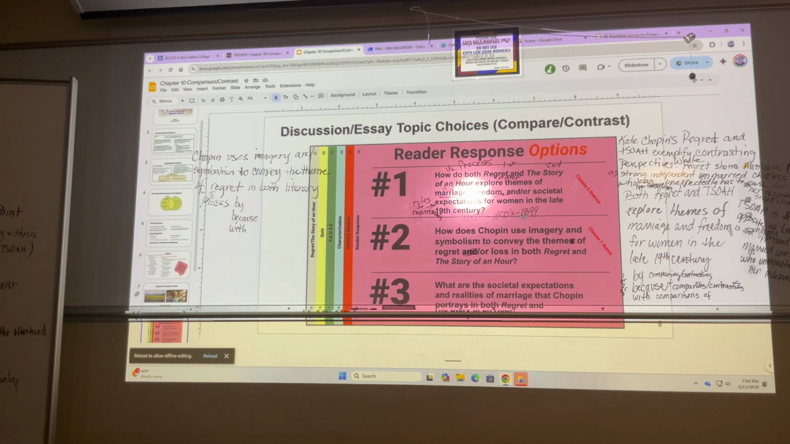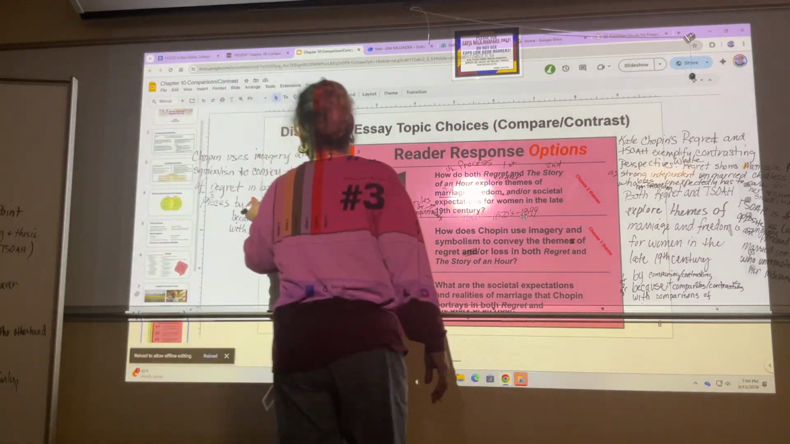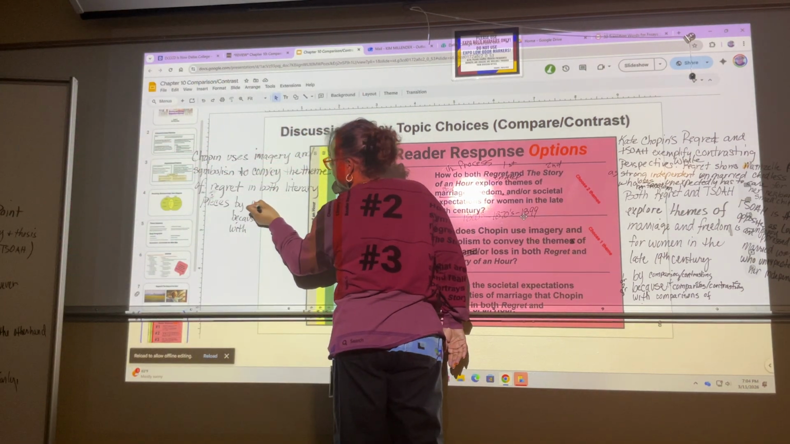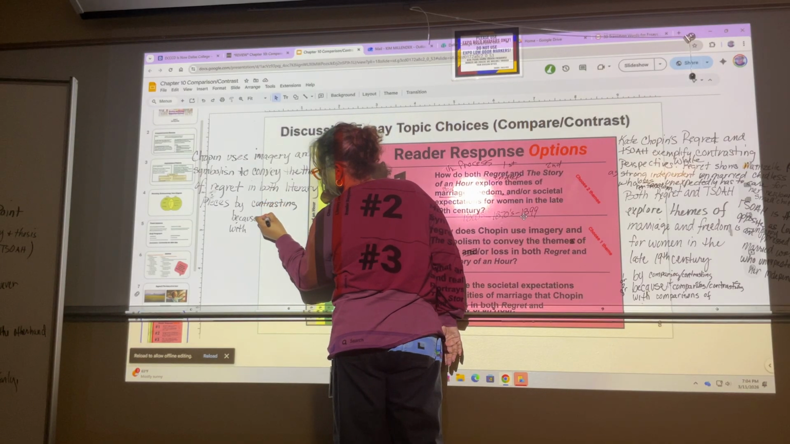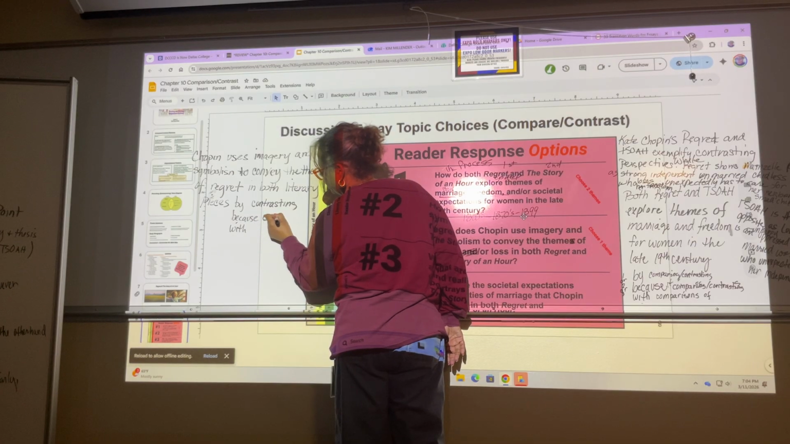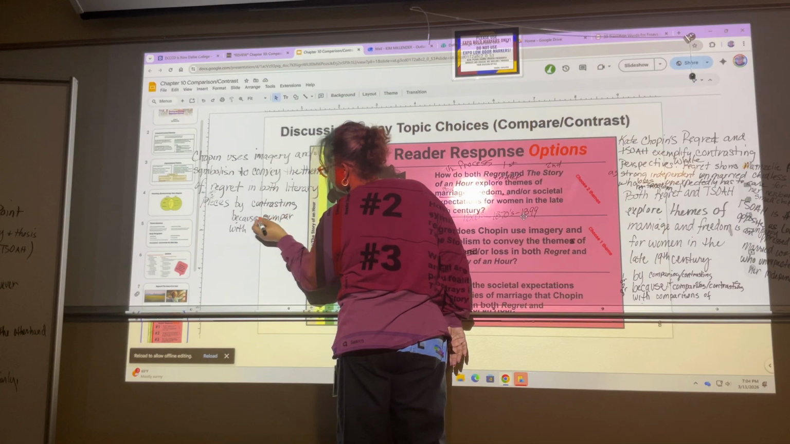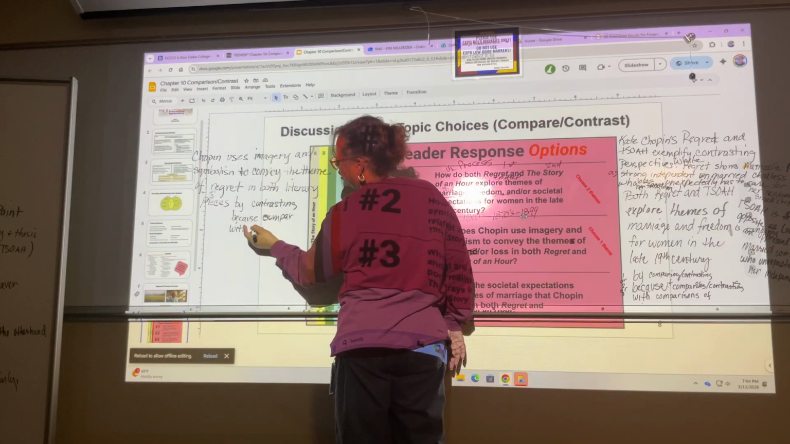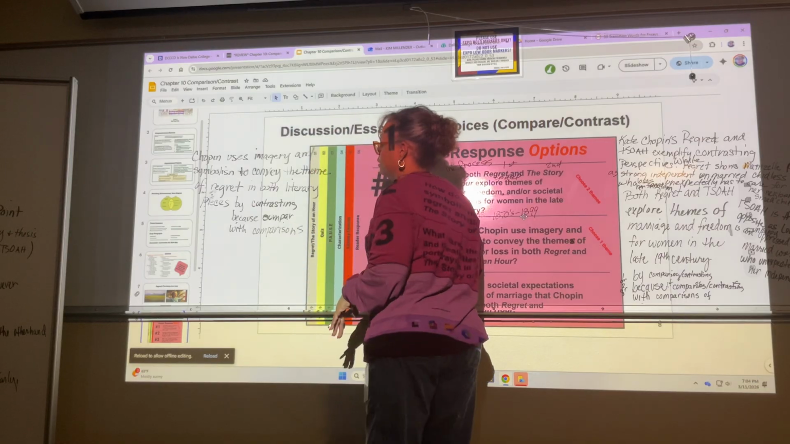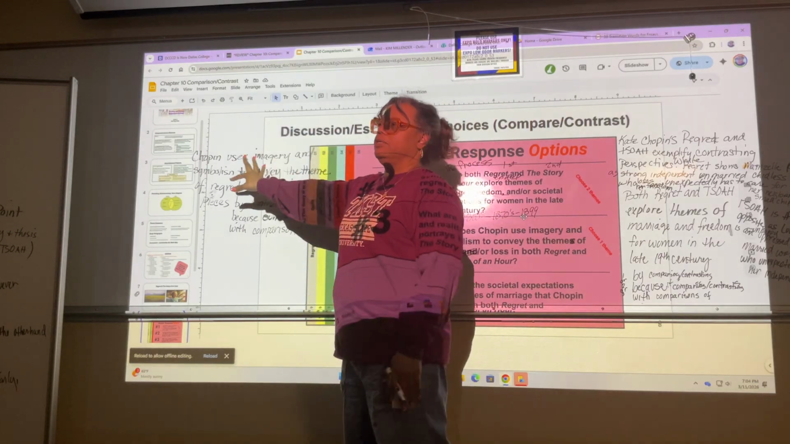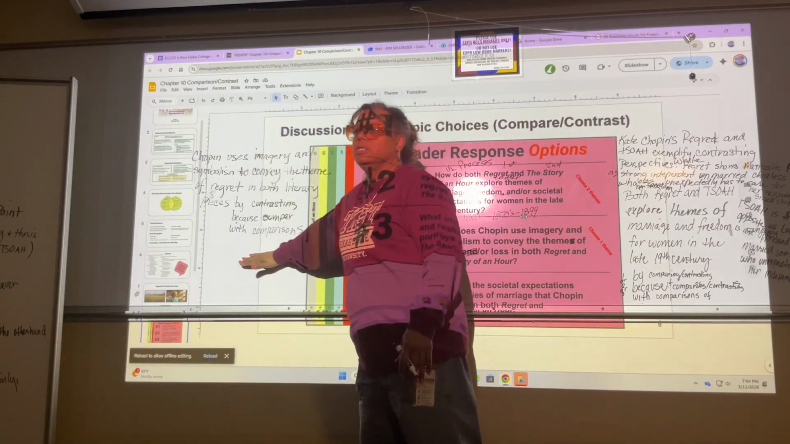By contrasting, or what? Contrasting or comparing, whatever, because, with comparisons. If one doesn't work, don't use it. Got it? But choose one with comparisons of, and so now you have to answer.